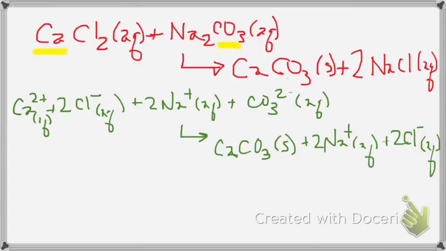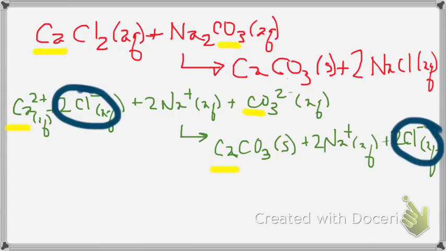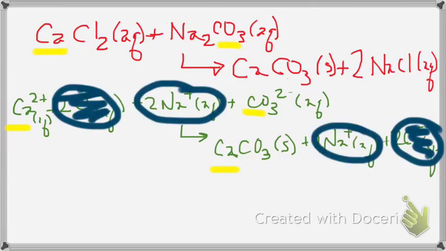Now, let's look at things that did not change. If we look at the calcium on one side and the calcium on the other side, they did change. It went from aqueous to a solid. Same thing with the carbonate. So those we cannot break apart or get rid of. However, if we look here, we have 2 chlorides that are aqueous. We can get rid of them. And we have 2 sodium aqueous and 2 sodium aqueous. We can get rid of them.